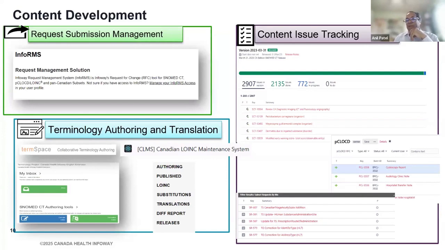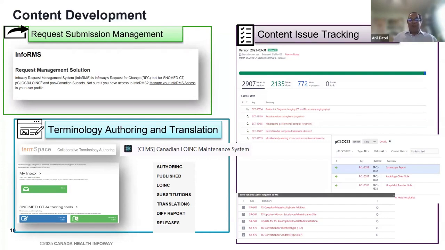In the middle there on the right, you can see PCLOCD requests that are available. And through that, you can have a look to see, is your content also being developed, or do you need to request something new? We do a duplicates check also to make sure that two people aren't asking for the same thing. And on the bottom right, you can see subsets or value sets, as we call them now.